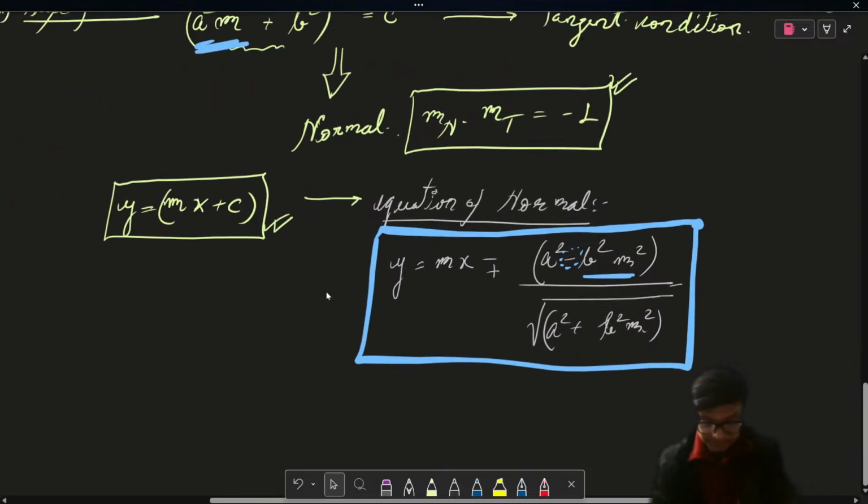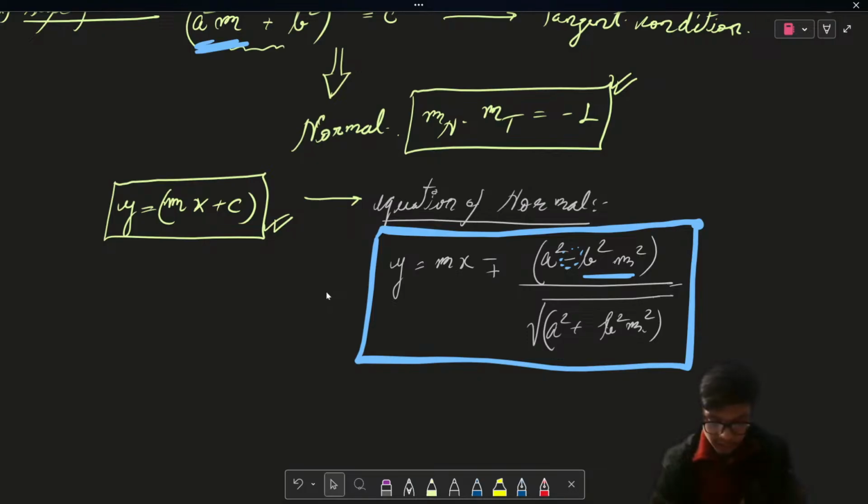Is this part clear? Do let me know in the live chat. Is this part clear or not? Okay. I hope this part is clear. Is this part clear to all of you?